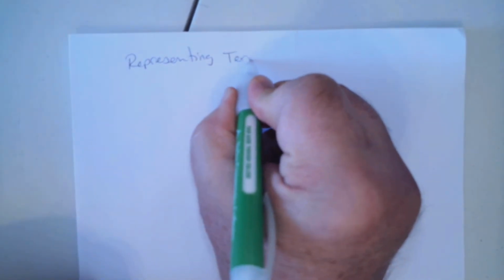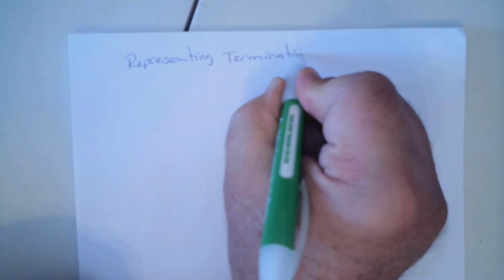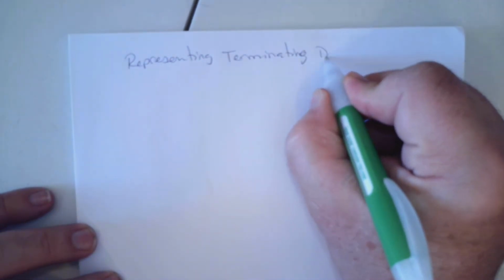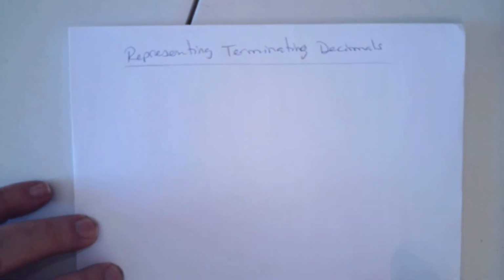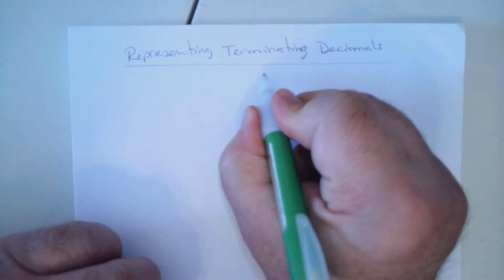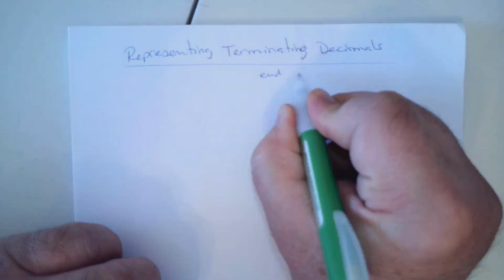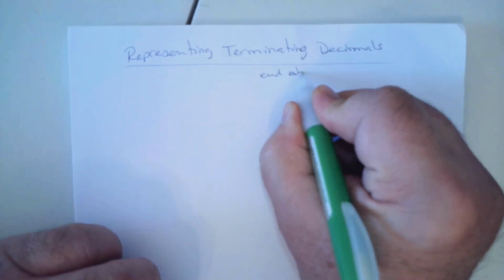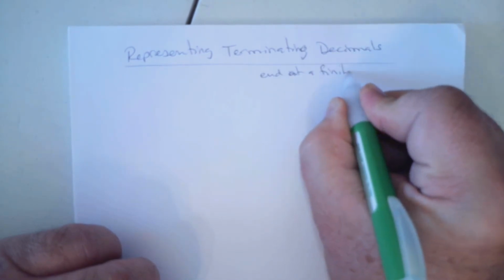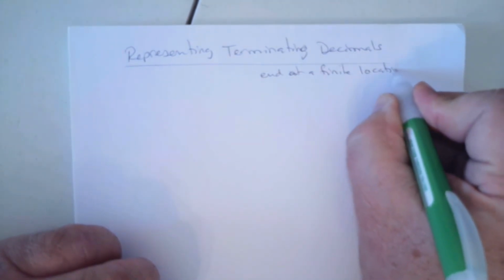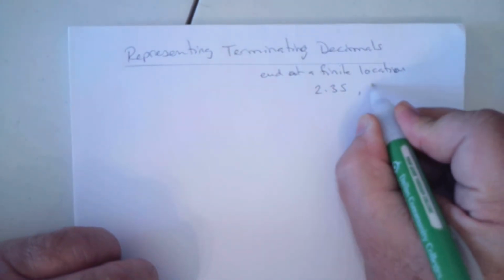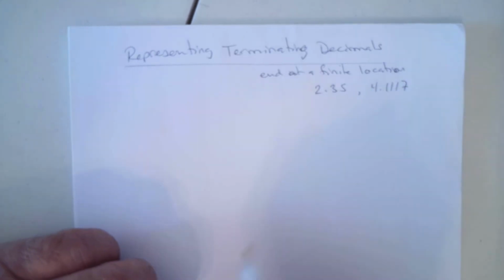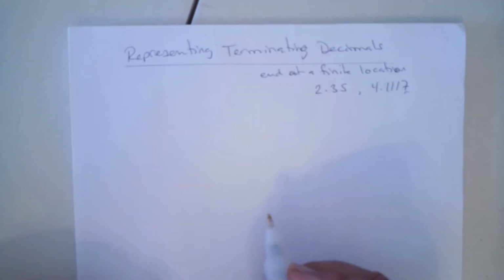Representing terminating decimals. What that means is the terminating simply means that they either end at a finite location, like 2.35 or 4.1117. It comes to an end.